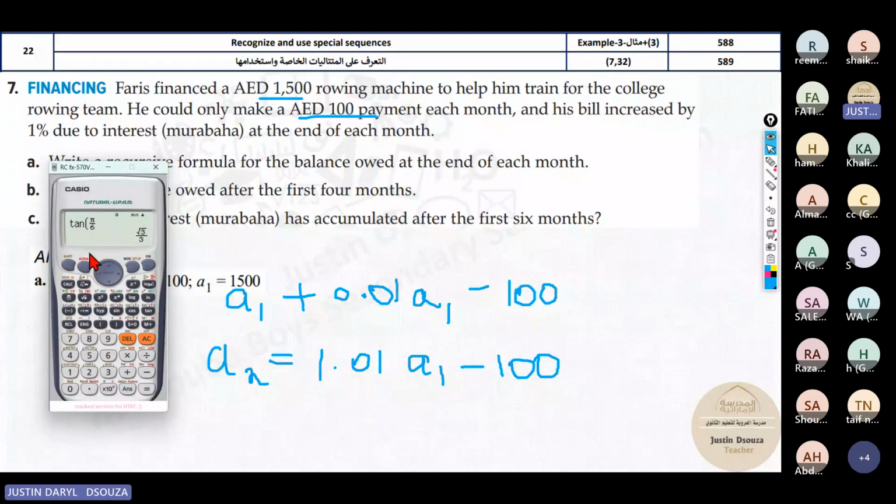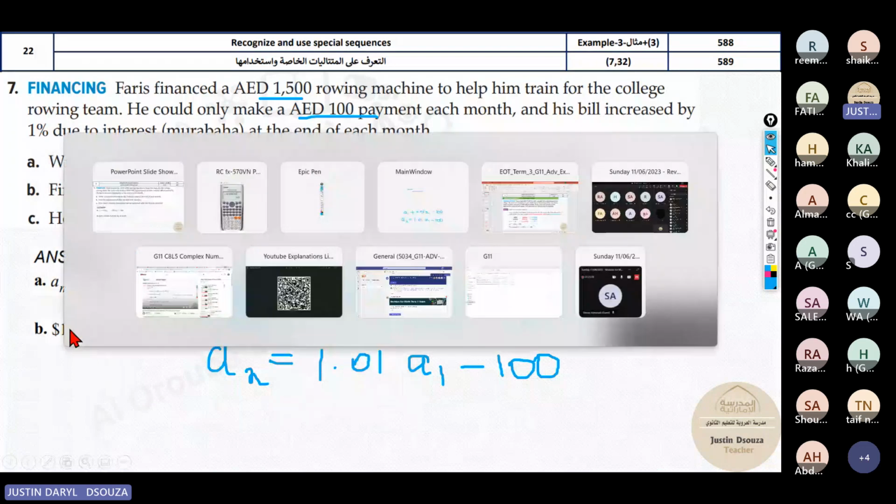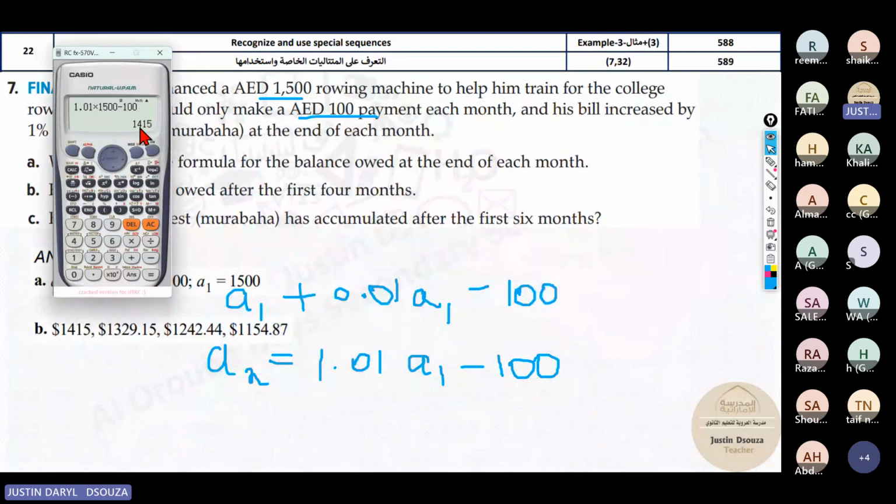1.01 multiplied by A1, which is 1,500, minus 100. So 1.01 times 1,500 minus 100. After the first month, his balance will be 1,415. So what happens after the next month? This is after the first month. For the second, I'll just press answer so it keeps computing directly. It becomes 1,329.15.